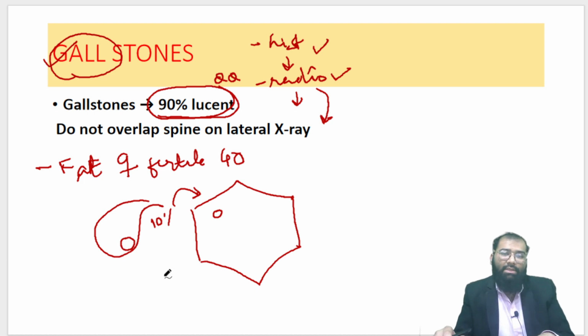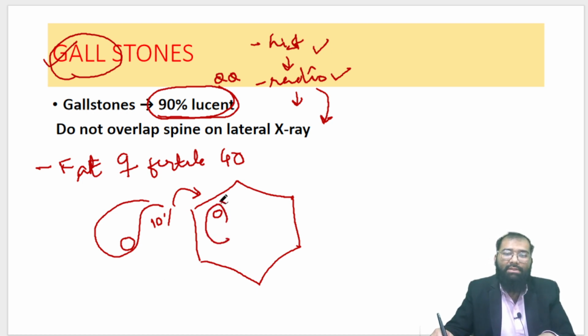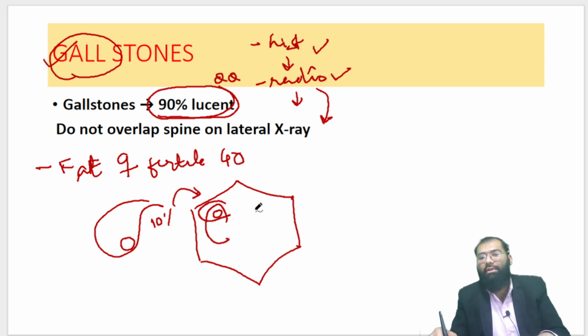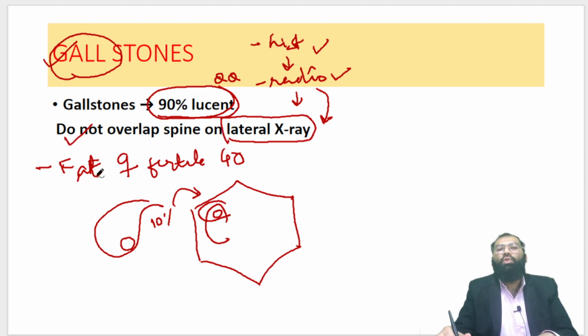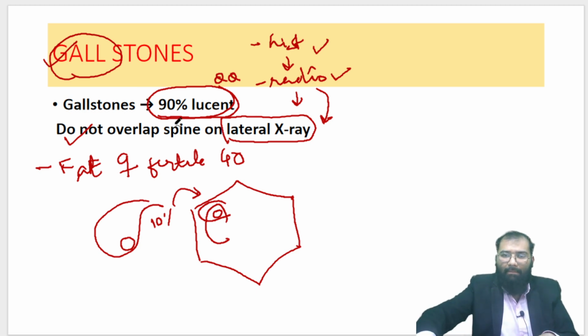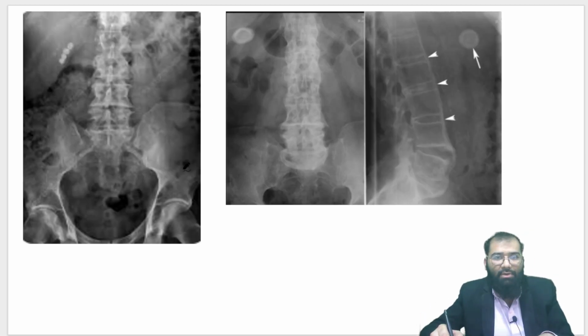Now, in this case, you have to differentiate if it's a renal calculus versus a calculus within the GB. So, how do you differentiate? In case of lateral X-ray, the gallstone does not overlap the spine. I'll show you what this means. So, now let us see the radiographs.